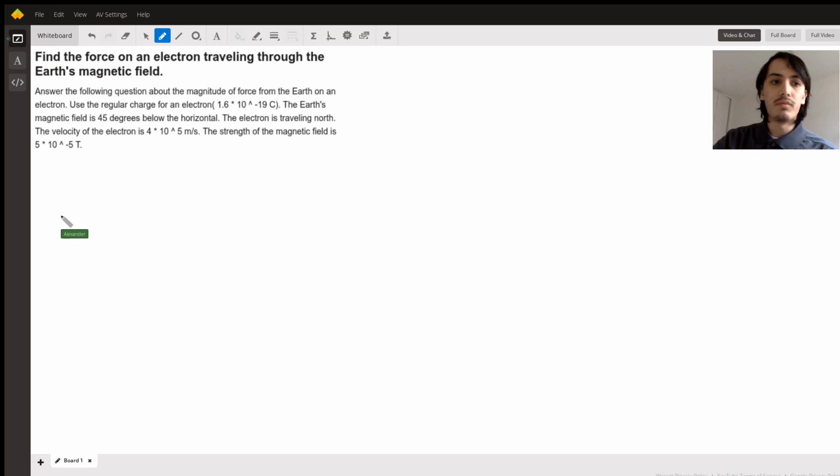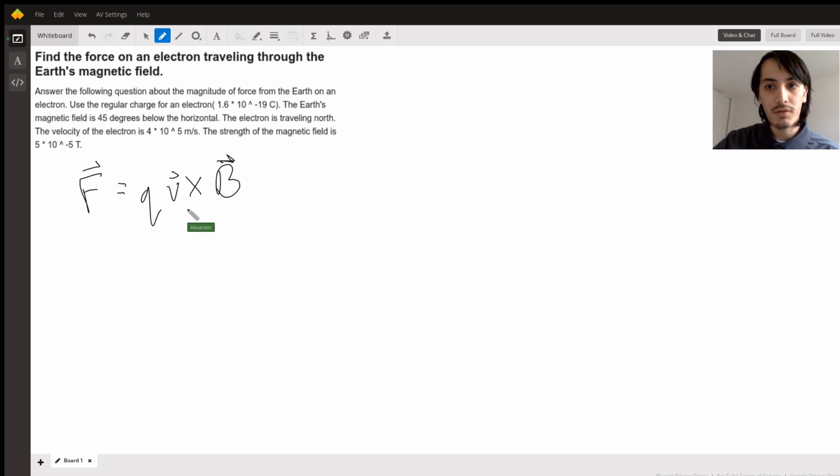So to start this problem, we can recall the equation for force on a point charge due to a magnetic field, which is just F equals Q, where Q is the charge of the point charge, V, the velocity of our point charge, cross product with the magnetic field, B. We are told the magnitude of all these, so to figure out how to evaluate the cross product, we'll have to figure out the relative directions of these two.